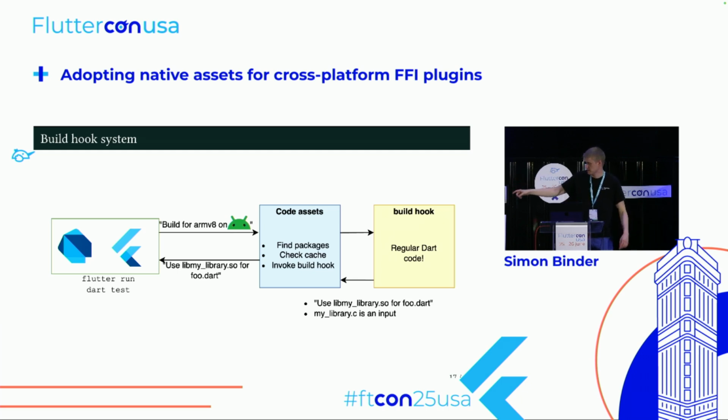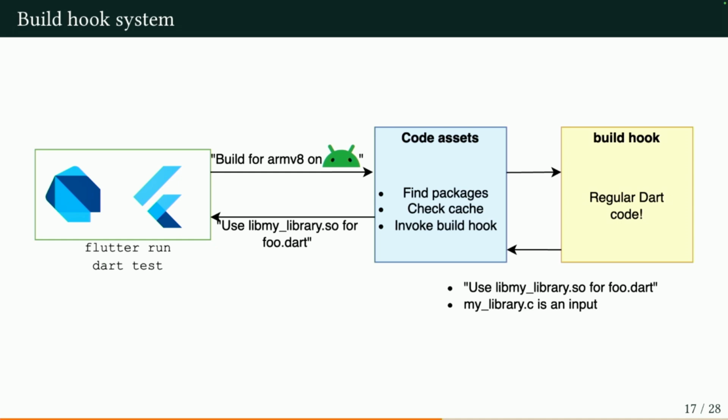I'm simplifying things a bit here, but essentially we're forwarding the target operating system and target platform to the code asset system. And the code asset system is then responsible for finding all packages that you depend on which contain a build hook. So, for instance, let's say you are using Flutter run to run your app on an Android emulator, then it's probably going to say, okay, please build an app with Android as the target operating system, and we want to use 64-bit ARM as the target architecture. And that information gets forwarded to your build hooks.